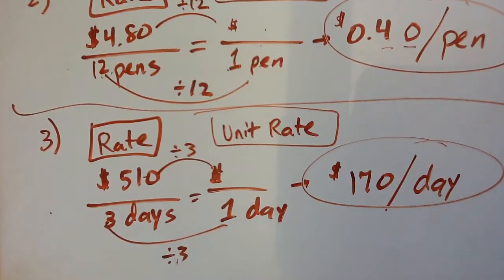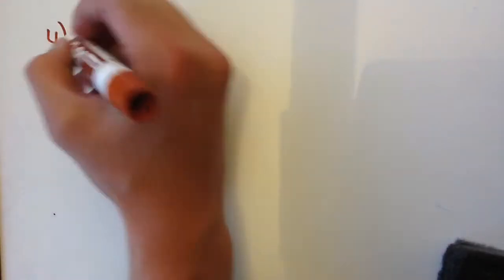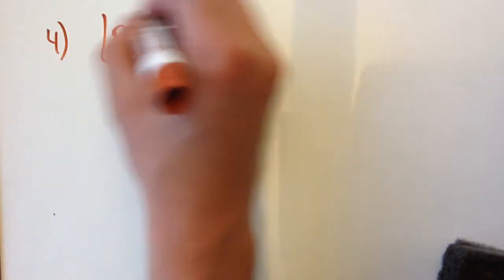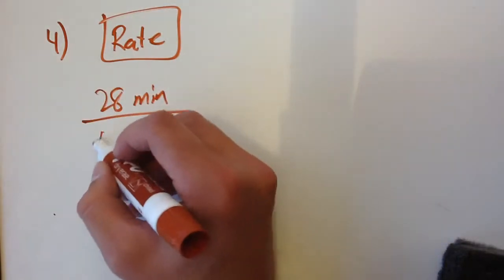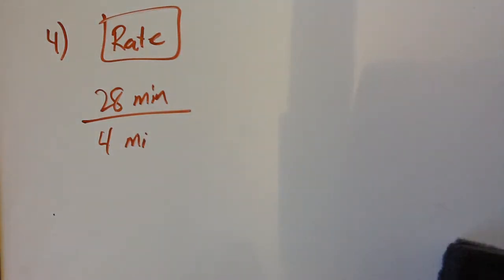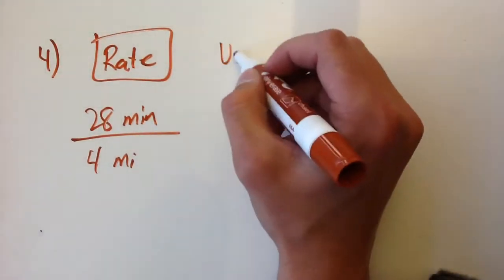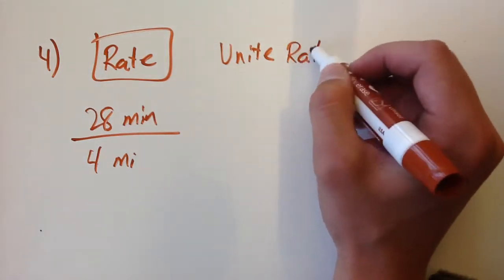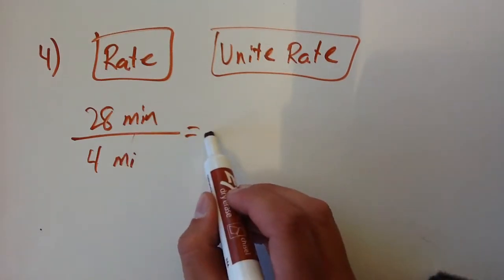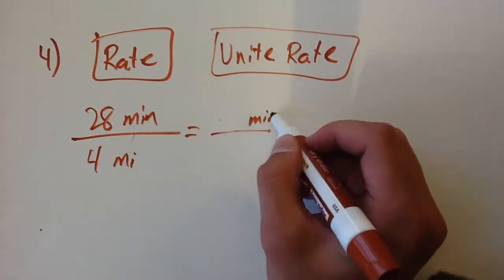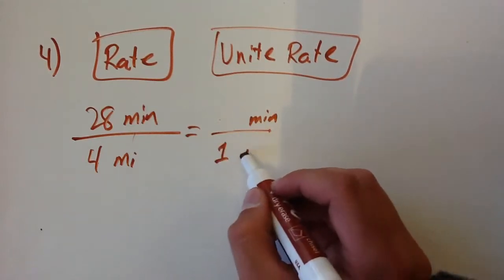Last one, number 4. Okay, number 4 says this. It says Lindsay jogs 4 miles in 28 minutes. At this rate, how long would it take her to jog 11 miles? So first in number 4, let's write the rate. We are told that it takes her 28 minutes to jog 4 miles. MI is miles, okay? So first let's find the unit rate. How long does it take her to jog 1 mile at this rate? And so use this rate and let's find how many minutes it takes her to jog 1 mile.